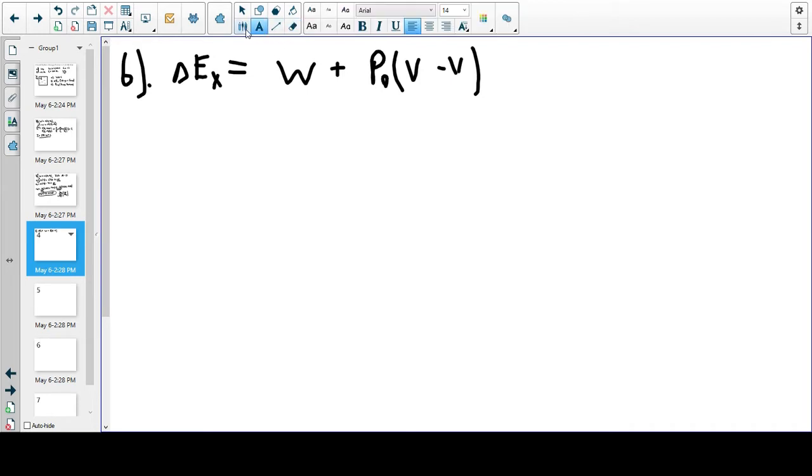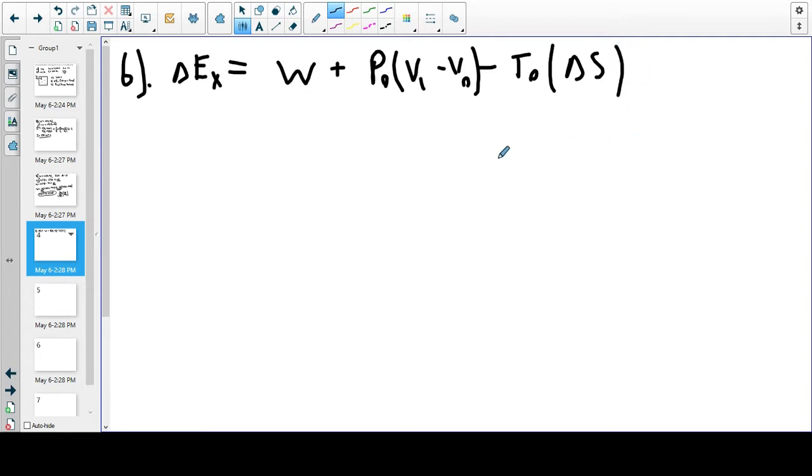So let me change that real quick. V naught, which is volume at the dead state, pressure at the dead state, plus. Or is this, it's a minus. Minus T naught, which is temperature of the first state, I guess, in this situation, delta S. And for this question, we obviously have work, because we just found it. But this is a rigid tank, so is the volume changing? No. There is no change in volume, so that term is zero, which means this goes away.